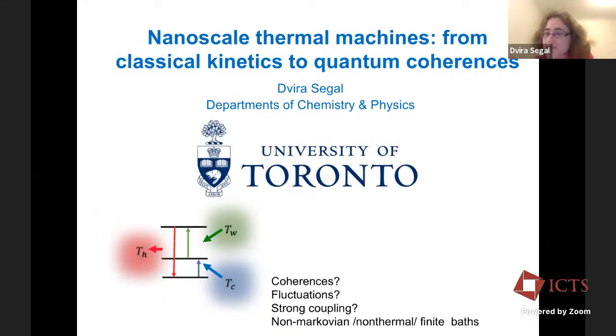So I will talk about this machine and, of course, some generalizations to it, so as to examine the different questions about the role of coherences. How do fluctuations behave in the system? Why do we study fluctuations? What can we learn from them? A little bit about strong coupling. And when I say strong coupling, I mean the interaction between this quantum system and the surroundings, the different baths.